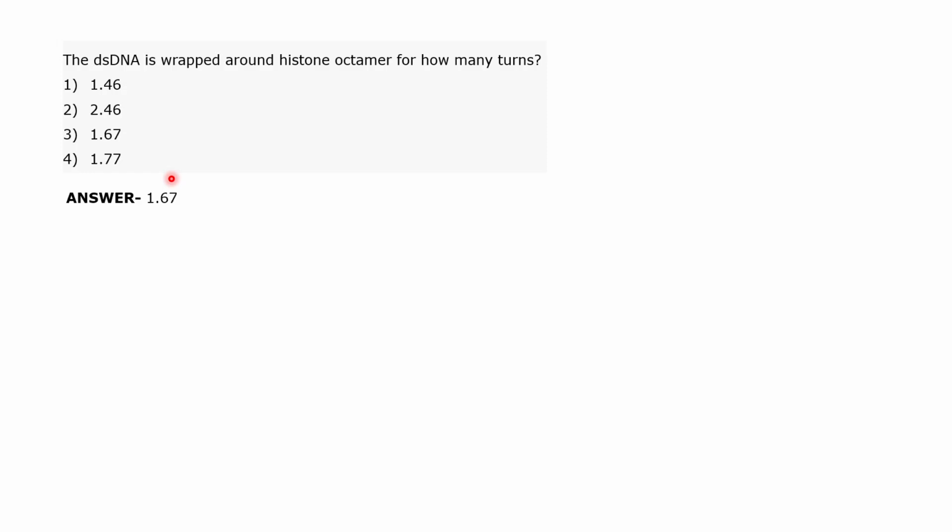Okay, so the answer to this question is 1.67. In order for the DNA to condense, there are certain proteins called histones: H1, H2A and H2B, H3 and H4. So H2A, H2B, H3 and H4 join together to form a histone octamer.